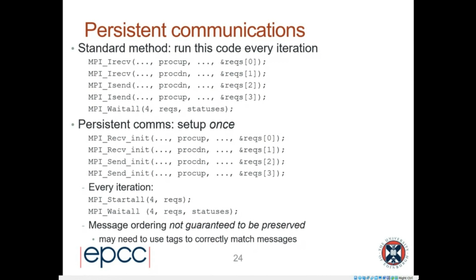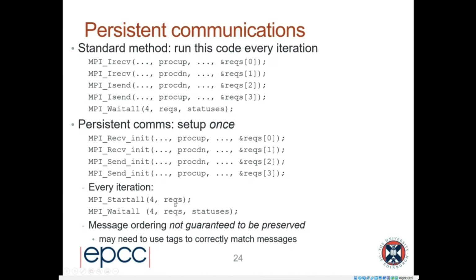So I'm almost finished. Persistent communication is very, very like non-blocking. The standard method is you would do I receive proc up, I receive proc down, I send proc down, I send proc up, store these in requests, and then do wait all on these requests. With persistent communication, you set them up once right at the start of your program. You say, I'm going to want to do this communication, this one, and this one, and these requests are now persistent. What I mean is that you do start all. This request is then tied to this call. It encodes all the parameters, including the buffers, everything.